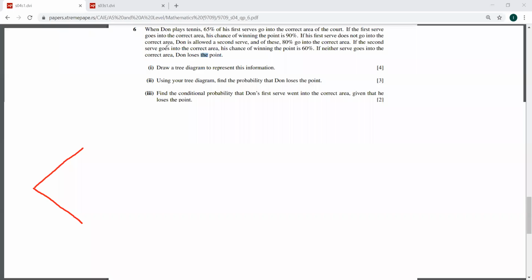Okay, Bismillahirrahmanirrahim. But when Don plays tennis, 65% of his first serves go into the correct area.